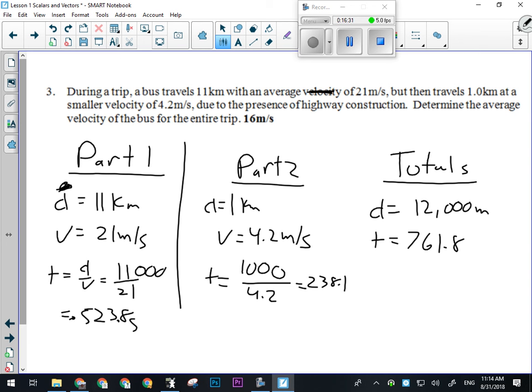Again, we haven't talked about significant figures yet, but maybe you've done that, maybe you haven't. Well, we'll talk about that. You keep all your figures until the very end and then round. So that's our total time.